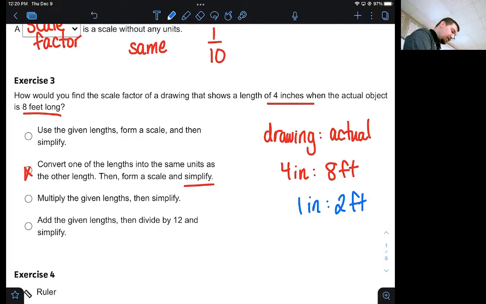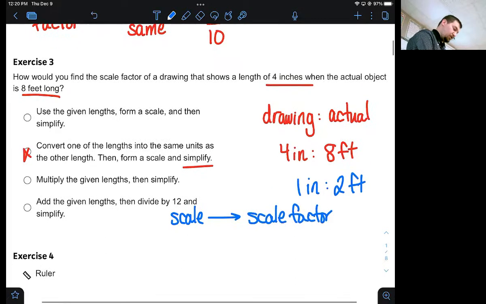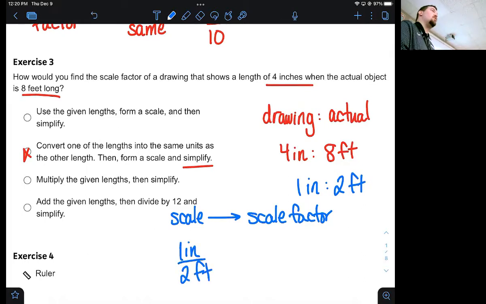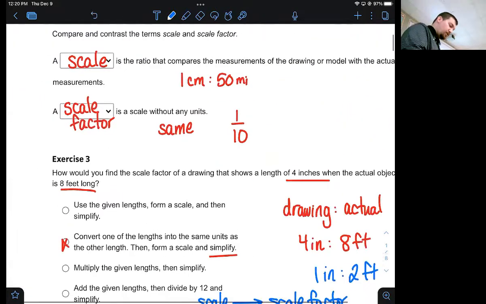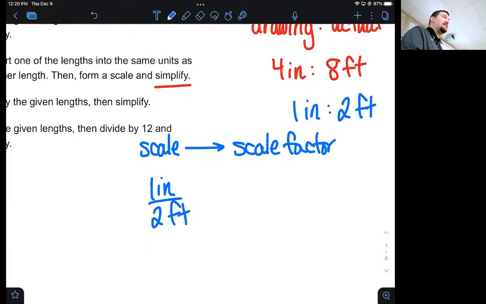And so to go from a scale to scale factor, I'm going to take the original reduced one, which is 1 inch is 2 feet. And we need to convert the units to be the same, because we said a scale factor doesn't have any units because they're the same. In order to do that, we're going to have to write 2 feet in inches so that we can get the units to be the same. How many inches are there in a foot? There are 12, yes. So we're going to multiply the bottom number and only the bottom number by 12.